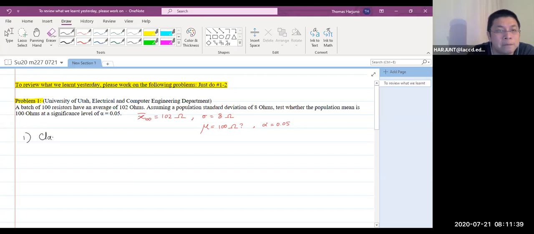Okay, so step one, claim: the population mean is 100 ohms.